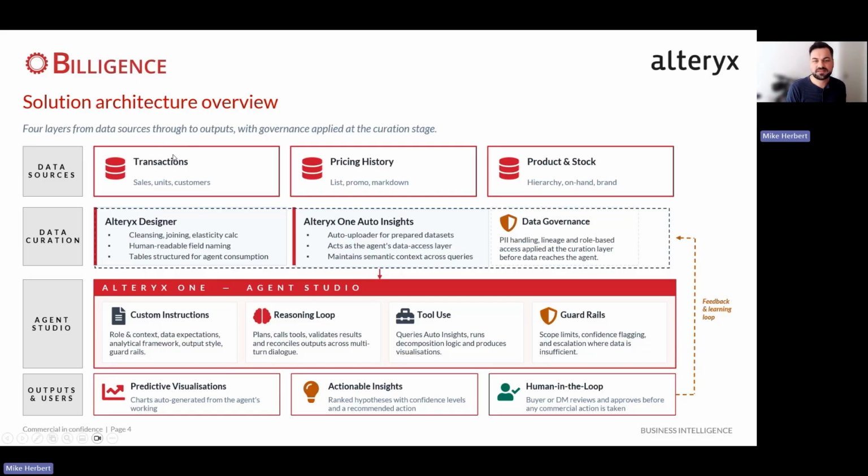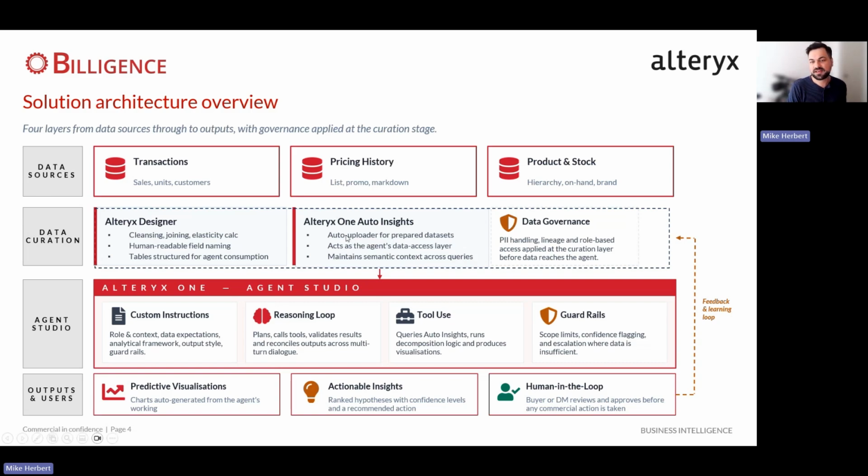So we have our data that we're pulling from the client's database. We're able to pull it directly with Alteryx Designer. We're able to reuse any previous cleansing and joining, calculation of the elasticity. But it's important that for the agent we have human readable field naming and tables structured for agent consumption. And then we have the Alteryx One Auto Insights plugin as part of Alteryx Designer, so we can easily upload into Auto Insights, fully integrated, to get the data set in there and have it create all of its automatic measures and prepare the data.